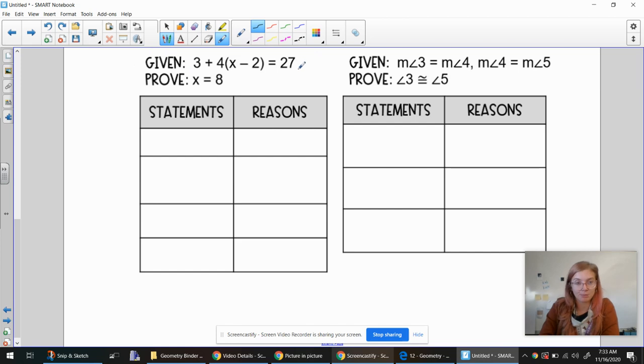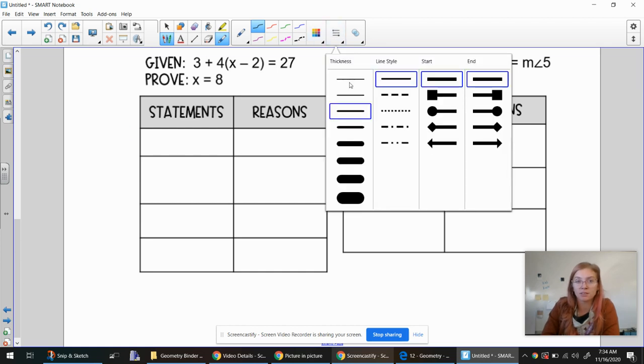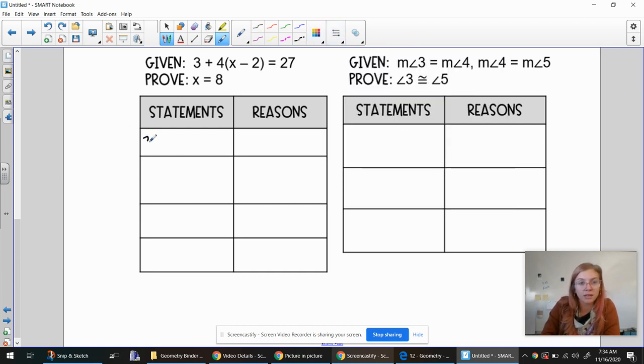So let's break down a proof. We always start with a given statement. So in this case, our given statement, let me make my pen smaller, is 3 plus 4 times (x minus 2) is equal to 27. This is always the first piece of information that we are going to use to solve. We always want to end with the statement that we're trying to prove. So we need to figure out, how do we get from point A to point B?